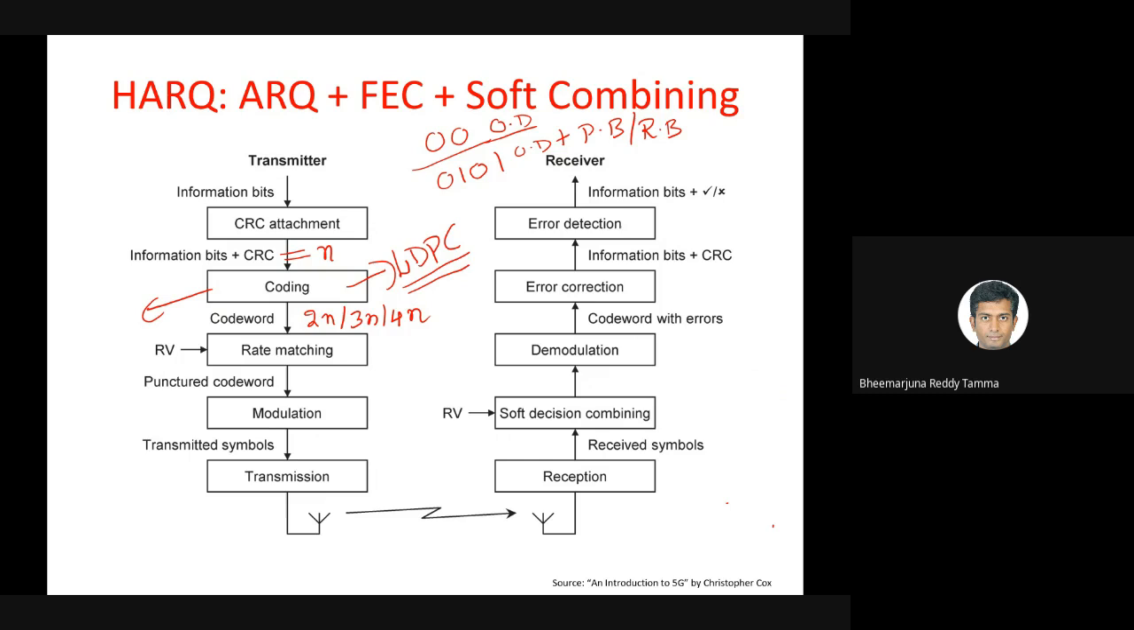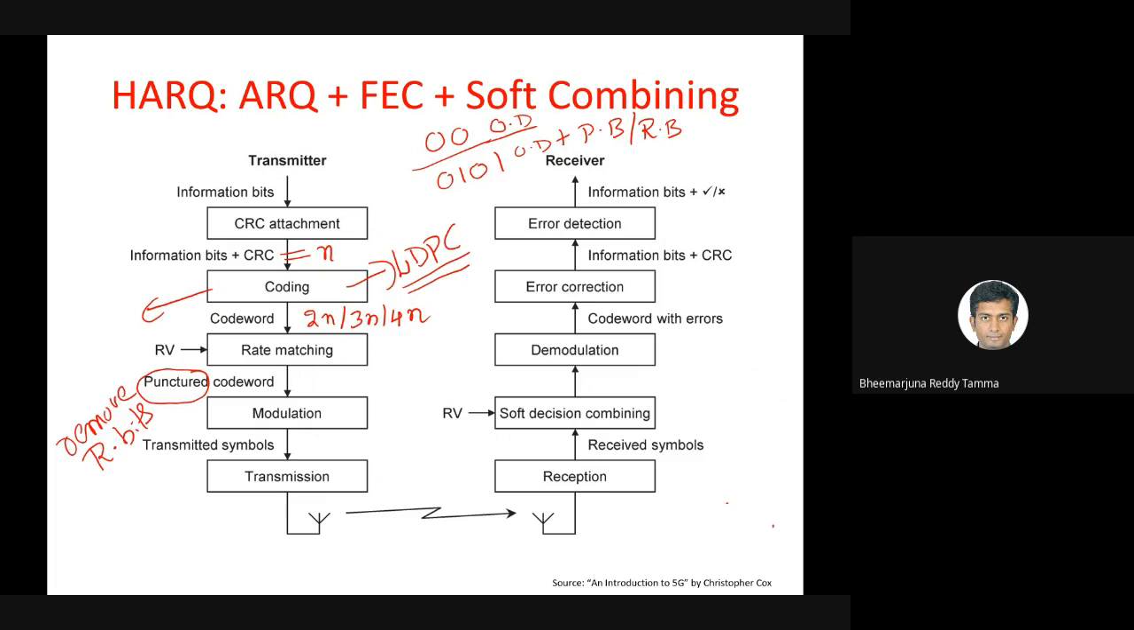To make sure that the overhead of the redundancy bits is not significant, we do something called rate matching. Rate matching does something called puncturing. As the name says, puncturing: what you do is you delete or remove some of the redundancy bits, or the parity bits. That way, the coding rate won't be so low.